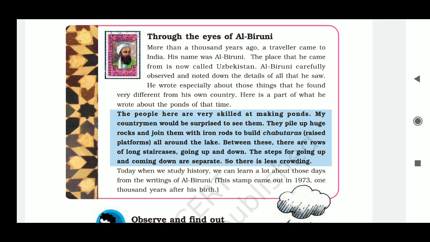Whatever the story is trying to tell, from the starting itself, it is about the collection of water, the system of collecting water, and the importance of water. Here again one story is there which is also related to the importance of water and the process of storing water. The people here are very skilled at making ponds. My countrymen would be surprised to see them.